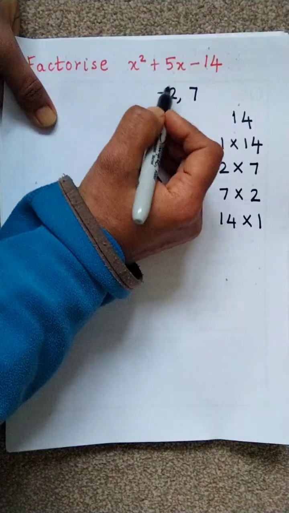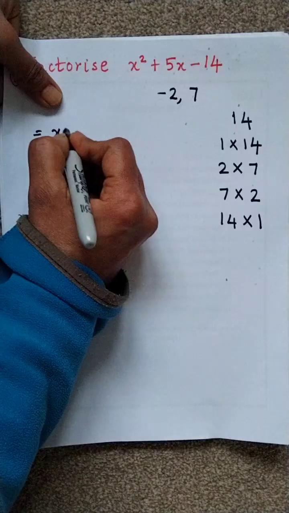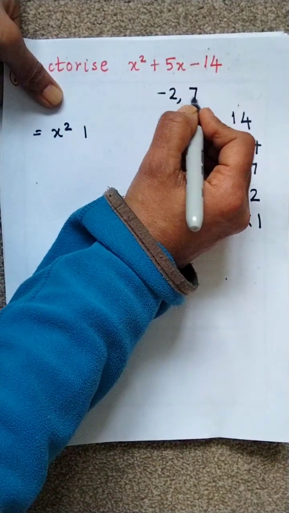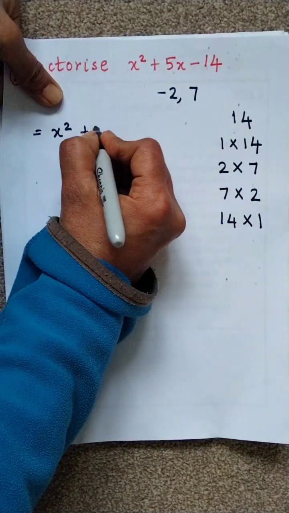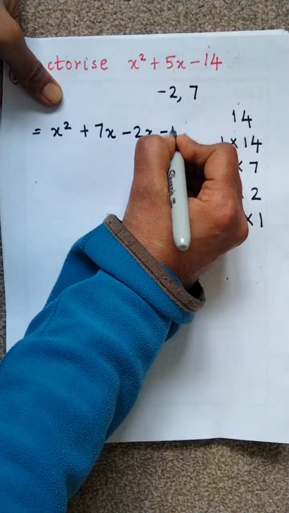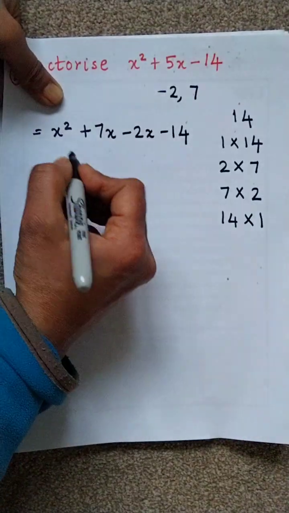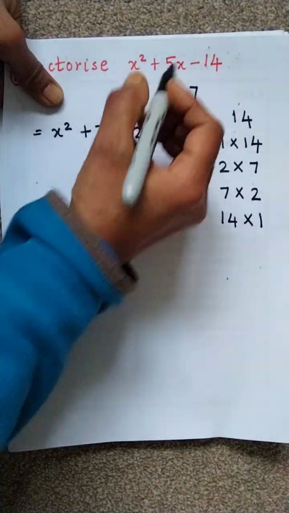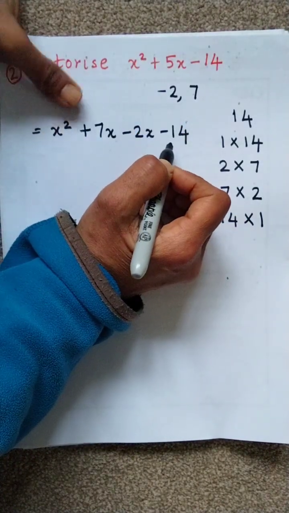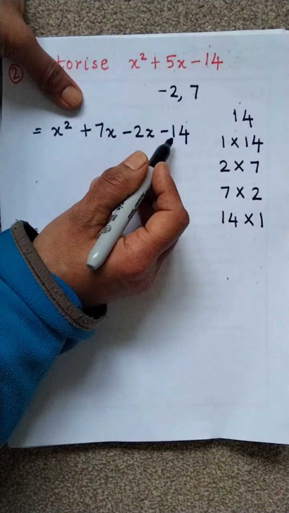Okay, so these are the two numbers we can use. So we write x square plus 7x, and minus 2x minus 14. Now 7 minus 2 is 5 and the product is minus 14. 7 times minus 2 is minus 14.